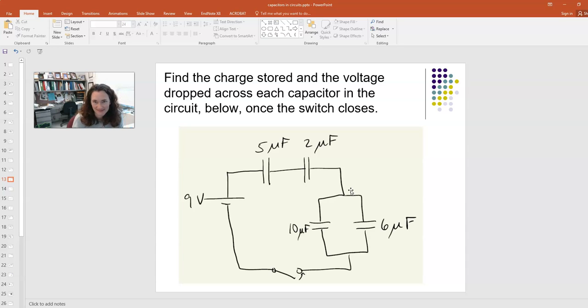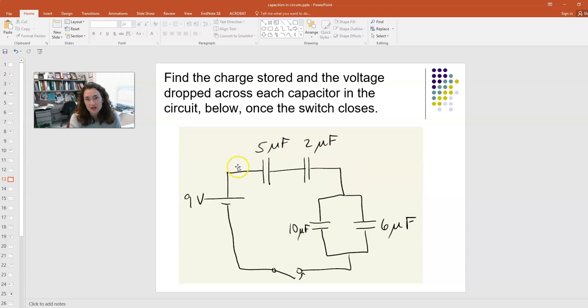All right. Well, there's a certain strategy that you use to approach these types of problems. Step number 1 in this is always to find the equivalent capacitance of the whole circuit, right? Once you find the equivalent capacitance of the whole circuit, then you find the charge stored in the circuit. The charge stored in the circuit will be the same as the charge for any of the capacitors that are directly connected in series to the battery.